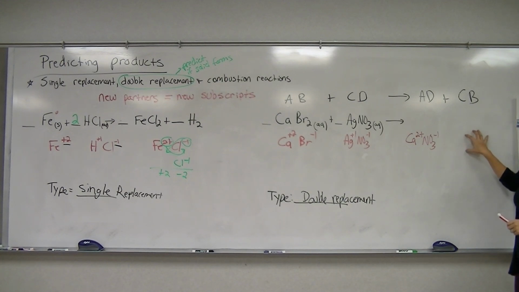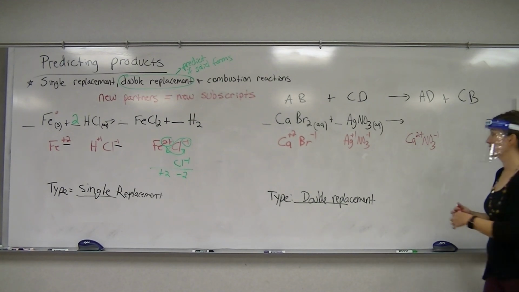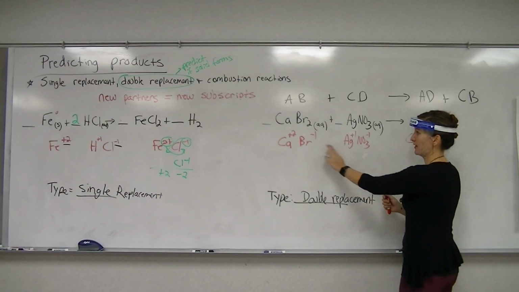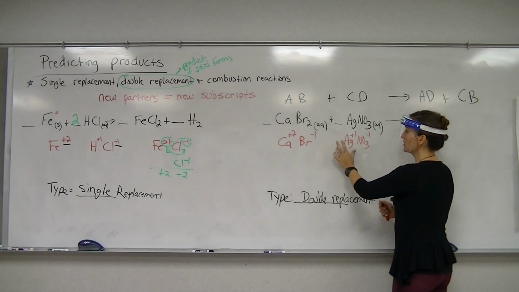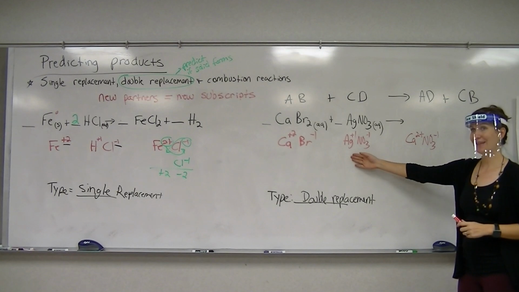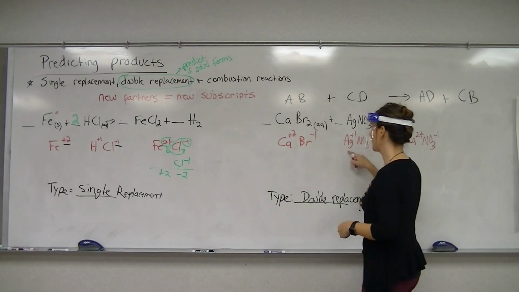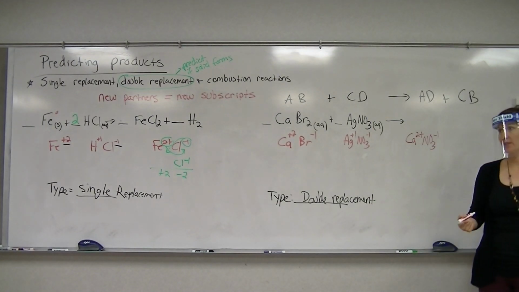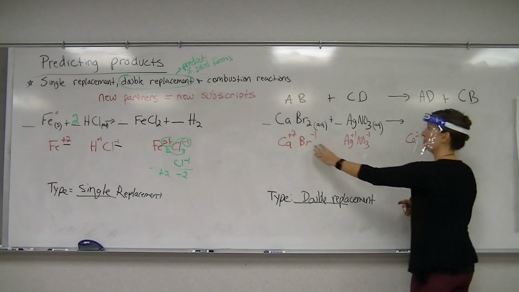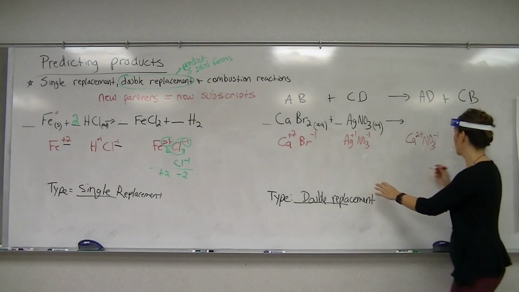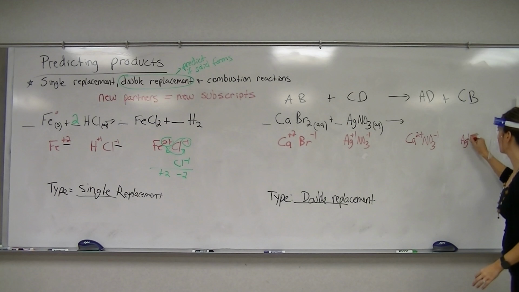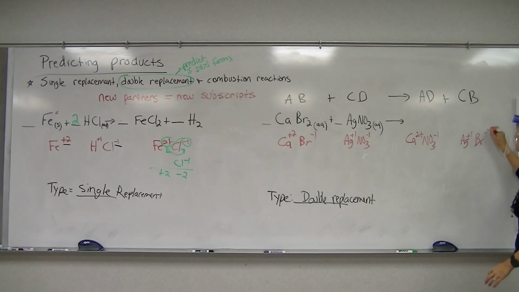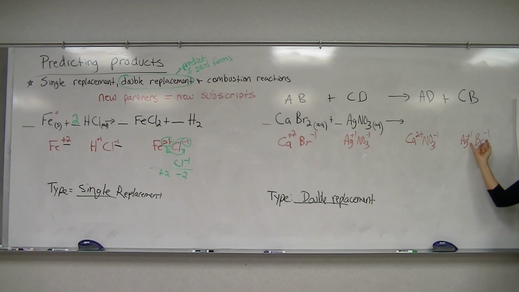My next compound then is going to be what's left over. And what I have left is the silver and the bromine. So silver and bromine are going to partner up. When I write them, I'm going to put the silver first because the cation always comes first. So I'm not going to write Br and then Ag. It's always going to be cation first and then the anion. So I'm writing their charges so that I can use those to figure out what the actual compound is going to look like.